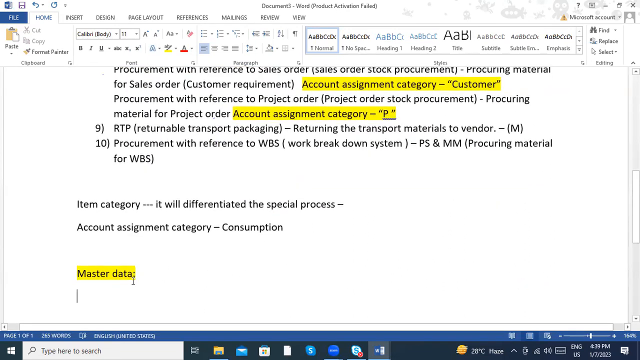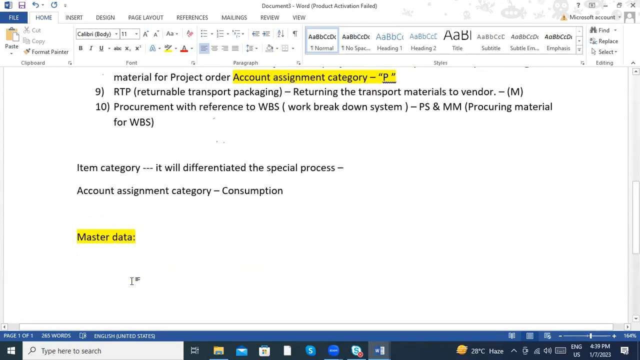This kind of master data we have in MM, and we have it in FICO, AST, HR, CO, everywhere. It's a kind of master data. Now, in the material management, we have different kinds of master data. Let's look into that. One is the material master record.